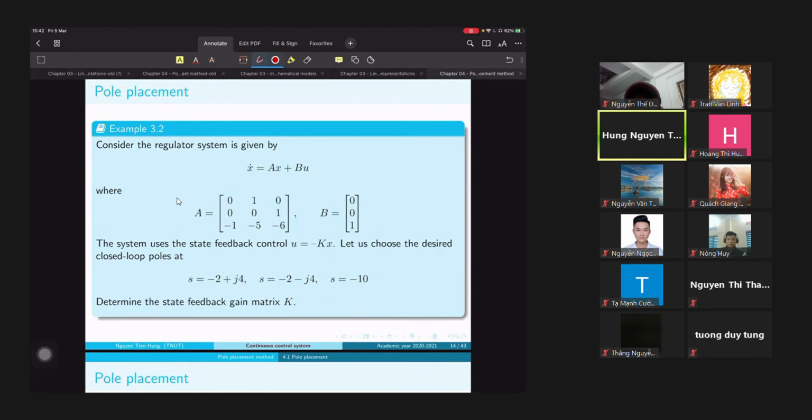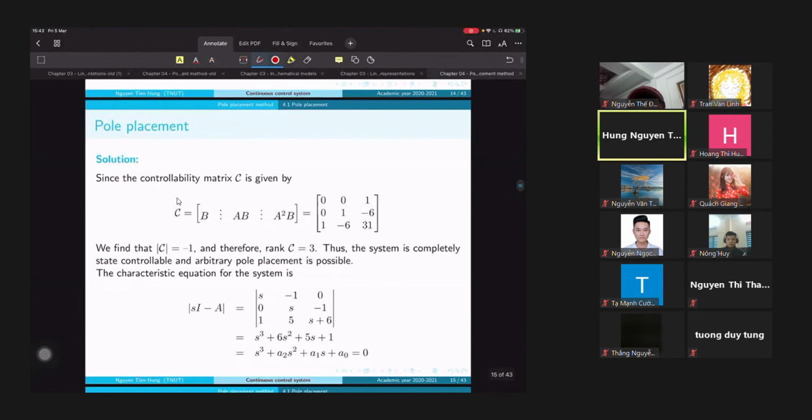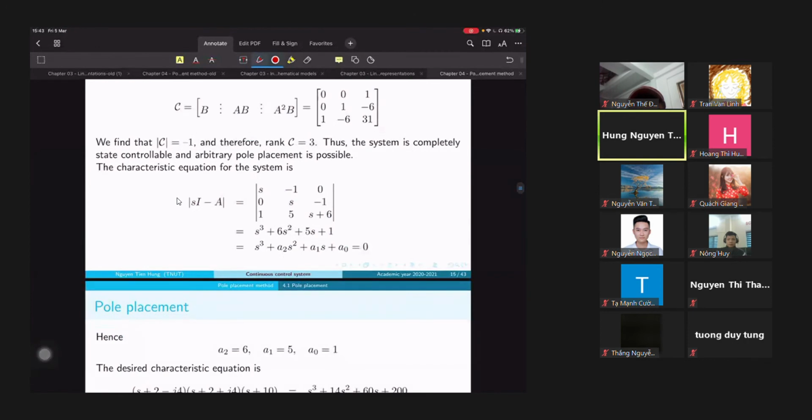Okay. So assume that we have another problem with A equal to this, B equal to this. You're familiar with this. It is quite similar to before. And with the desired locations being this, to have three poles, you have S1, S2, S3. And we do exactly the same. We check with the controllability matrix, and we get that the rank is 3, and then we take the characteristic equation for this, and you find that a2 is 6, a1 is 5, and a0 is 1.